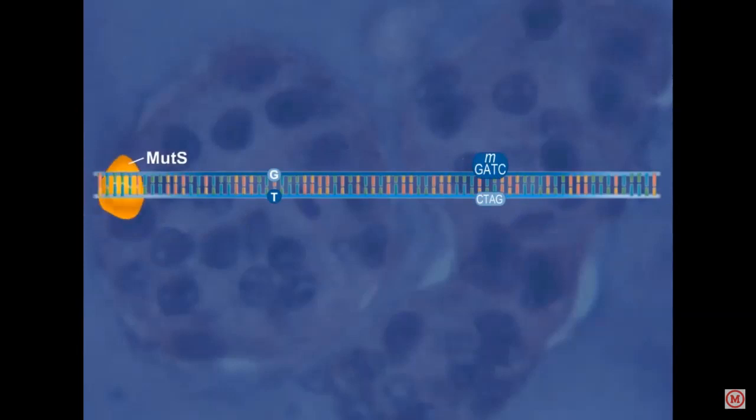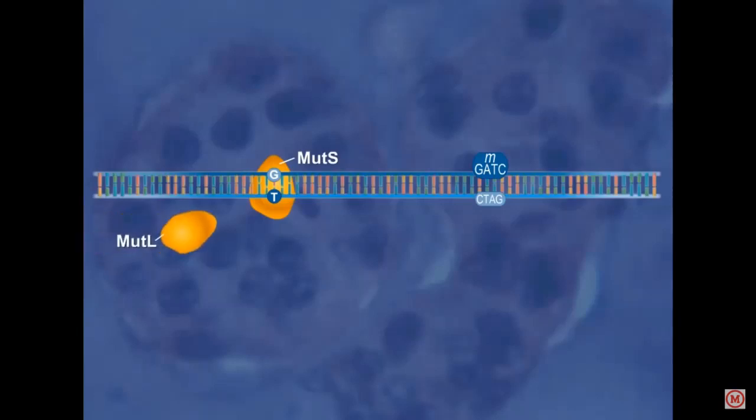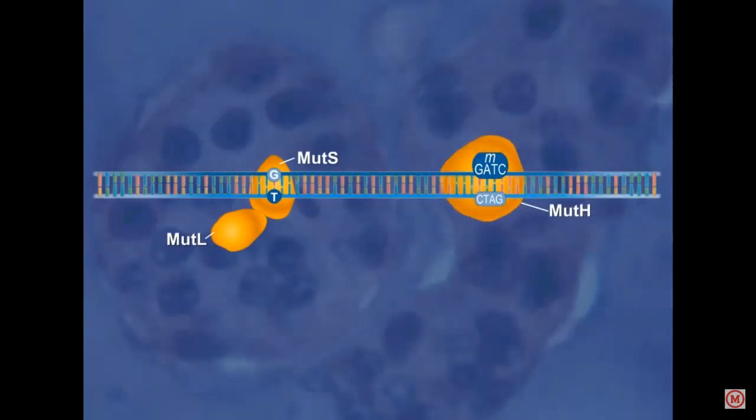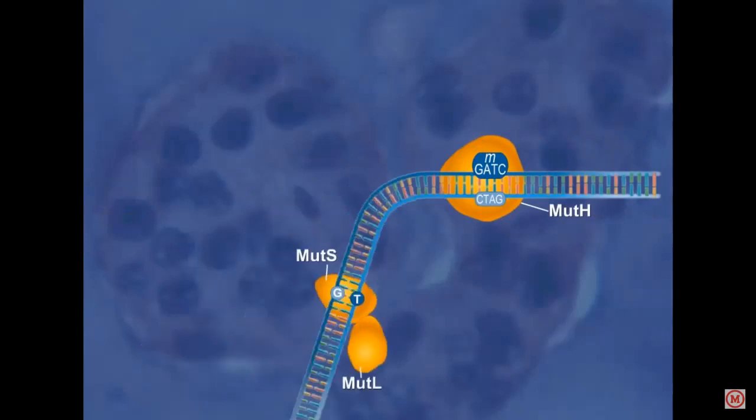Actual recognition of a base pair mismatch is the role of the mut-S protein. Mut-S binds to a mismatch site and forms a complex with another protein, mut-L. The formation of this complex recruits mut-H to the region. Mut-H binds to a hemimethylated site. The mut-S, mut-L complex interacts with mut-H by a DNA looping mechanism.